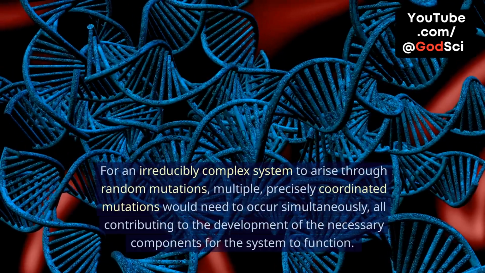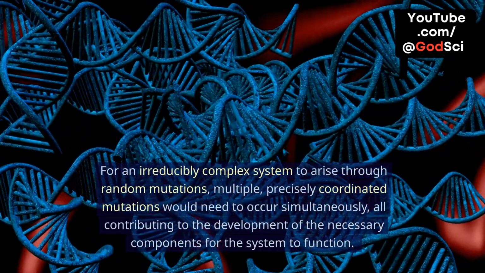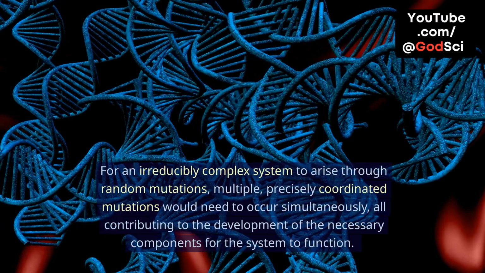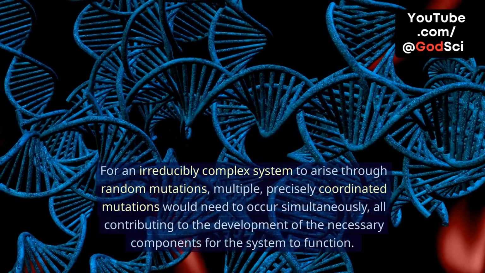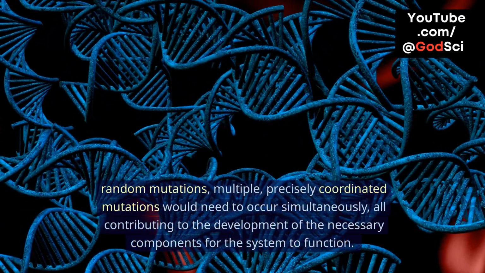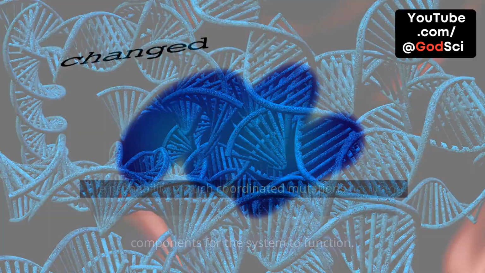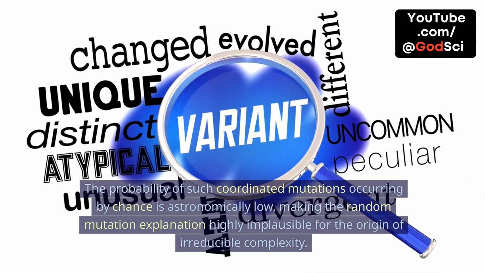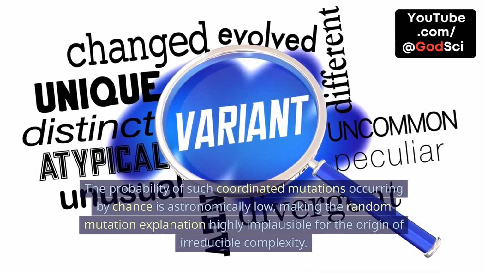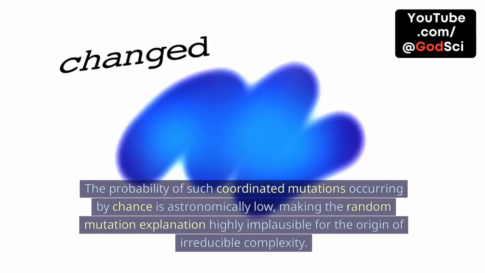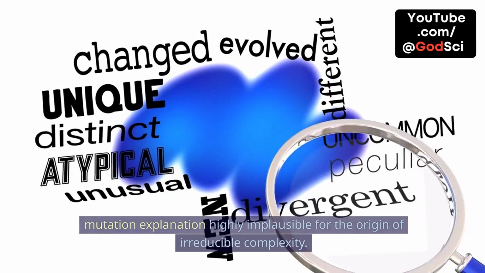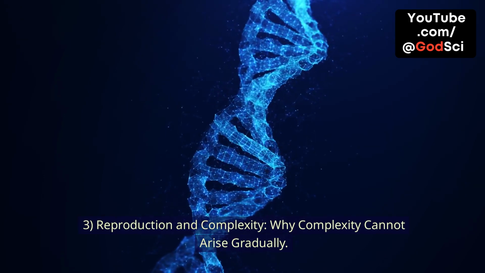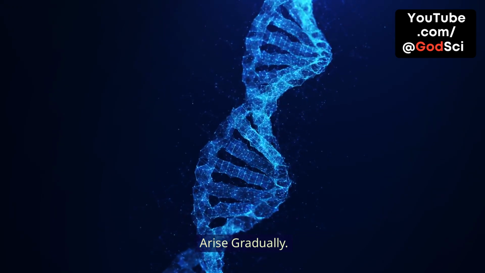For an irreducibly complex system to arise through random mutations, multiple, precisely coordinated mutations would need to occur simultaneously, all contributing to the development of the necessary components for the system to function. The probability of such coordinated mutations occurring by chance is astronomically low, making the random mutation explanation highly implausible for the origin of irreducible complexity. 3. Reproduction and complexity. Why complexity cannot arise gradually.